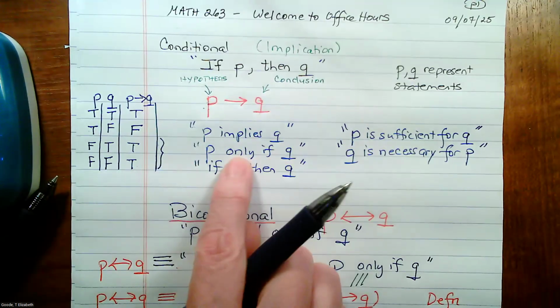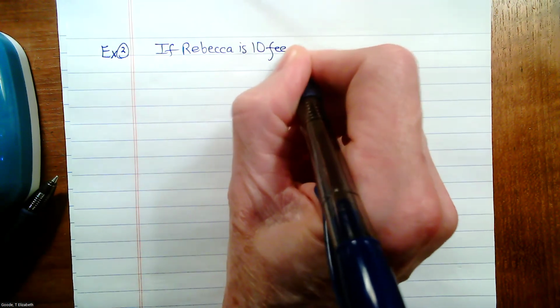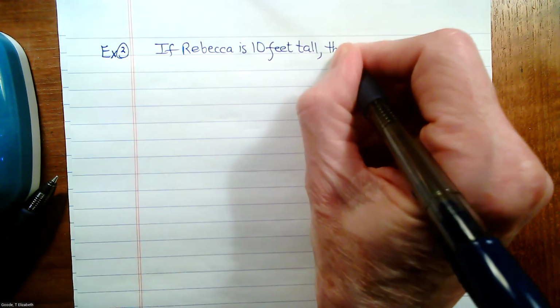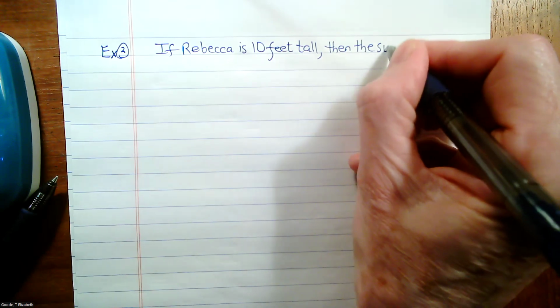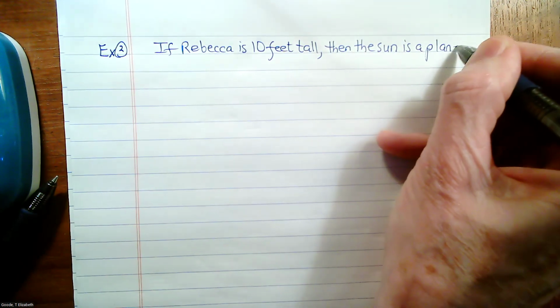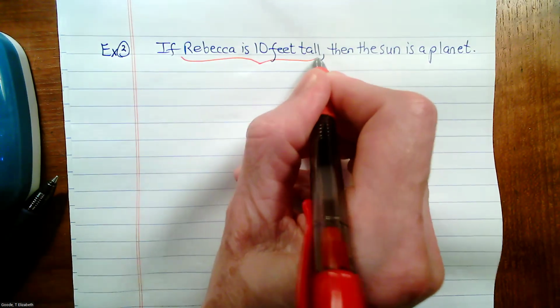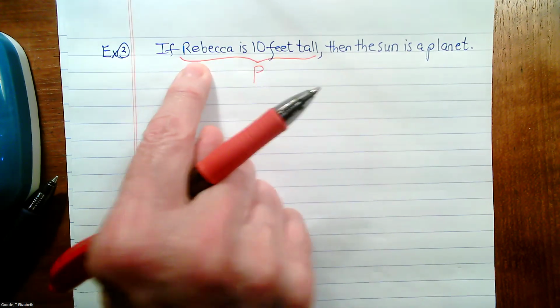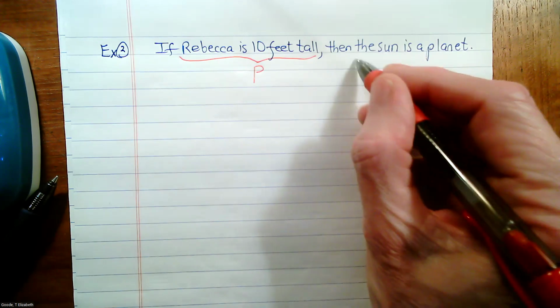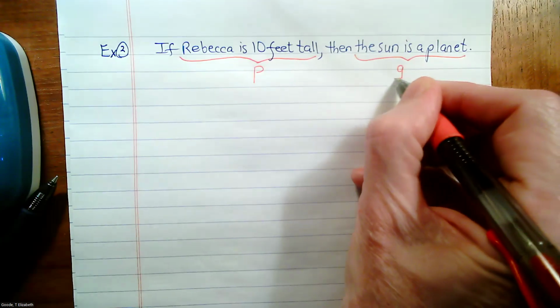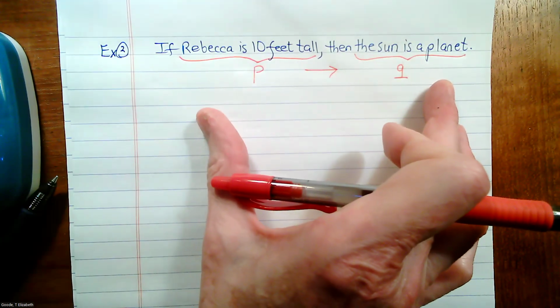Good. If P then Q is very non-intuitive because weird, silly statements can be true. Let's look at an example. Here's one: if Rebecca is 10 feet tall, then the sun is a planet. So let's just break that down and see if we can figure out if it's true or false. It's kind of nice to parse things out, and let's let P be the statement that Rebecca is 10 feet tall. And we can let Q be the statement the sun is a planet. So do you see how this statement breaks down to an if P then Q?